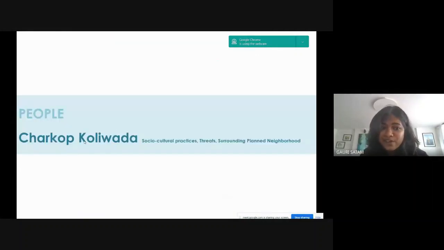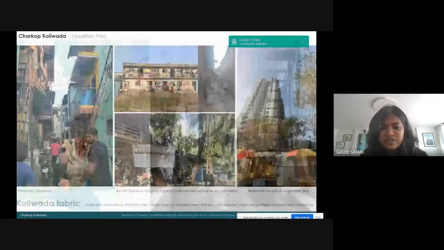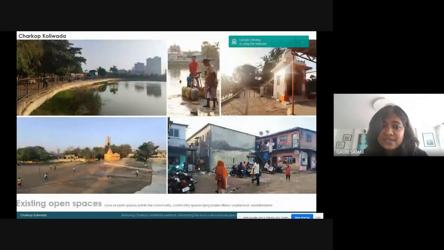Coming to my second layer of people, that is, studying the Charkop Koliwada. Charkop Koliwada, as I said, is 75 acres of what was a small island, today a part of the mainland. This is the character of it, with a close-knit community of 3,000 fisher folks, narrow lanes, no vehicular access, threatened by encroachments along the fringes, and alienated from its surroundings. It has a certain amount of open spaces, but still a deficit of it.